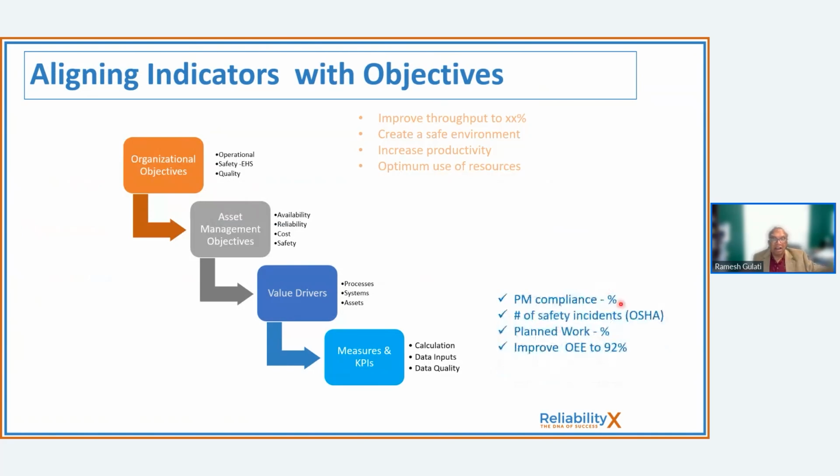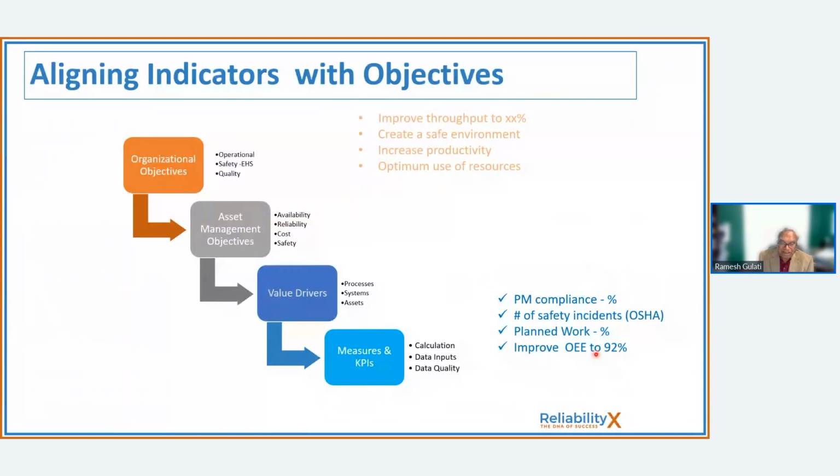They are directly related, because if we have PM compliance improved, we have less downtime. It means we have more throughput. Number of safety incidents, OSHA, less, that will increase the safe environment. Percent planned work is also similar, increase the productivity, improve the OE to 92. So these are the kinds of things we have to do which have a direct relationship to the company organization's objective. That's what they should be linking.